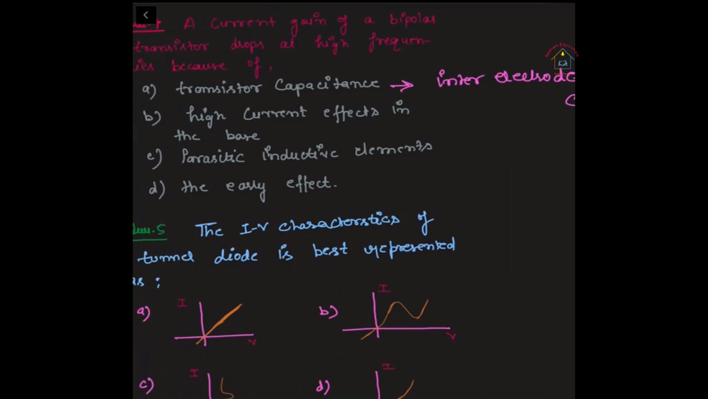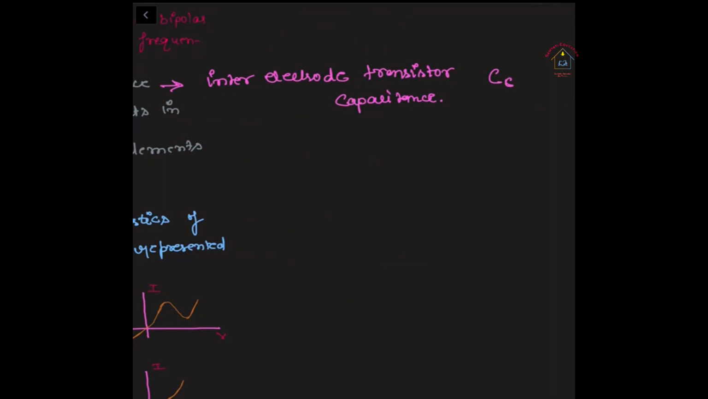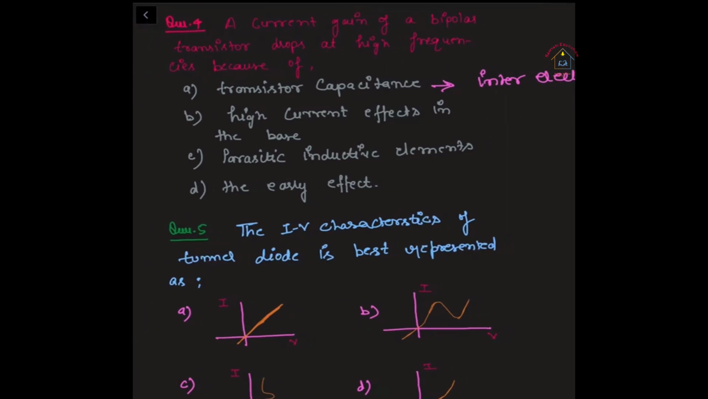As we all know, at high frequency range, the reactance in the transistor, that is the coupling capacitor CC, becomes quite small. So it becomes quite small, therefore it will behave like a short circuit. As a result of this, the loading effect of the next stage will increase, and that will reduce the voltage gain. So that's why the current gain of bipolar transistor drops at high frequency due to transistor capacitance.